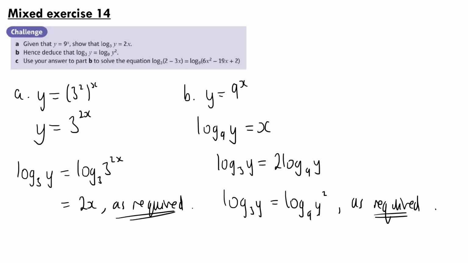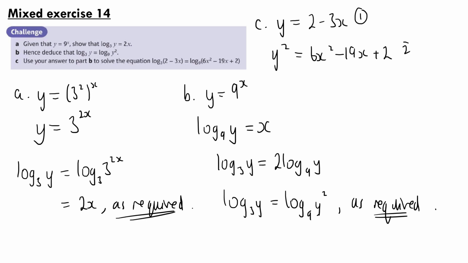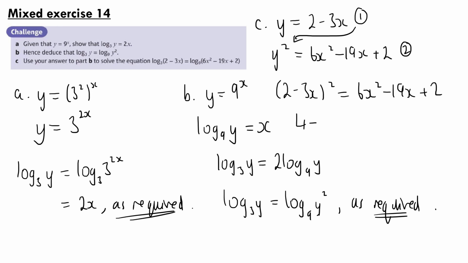And finally, part C says use your answer to part B to solve the equation log base 3 of 2 minus 3x is equal to log base 9 of 6x squared minus 19x plus 2. So we have y is equal to 2 minus 3x and y squared is equal to our 6x squared minus 19x plus 2. And if we call this equation 1 and this equation 2, then we can substitute equation 1 into equation 2. So we have 2 minus 3x all squared is equal to 6x squared minus 19x plus 2. So we have 4 minus 12x plus 9x squared is equal to 6x squared minus 19x plus 2.